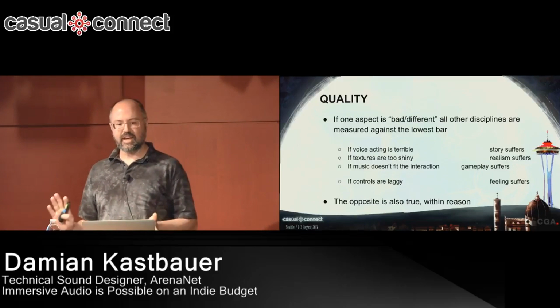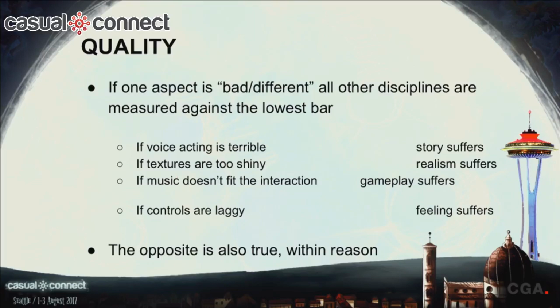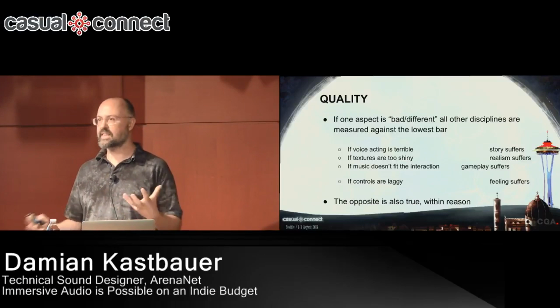So, last thing on quality. If one aspect of the game is bad or different, all the other disciplines are measured against that low bar, right? If voice acting is terrible, people are going to think the story is not great, right? If textures are too shiny in your hyper-realistic corridor crawler, your realism is going to suffer, right? If music doesn't fit the interaction, gameplay could suffer. People might feel that it's not as well scored as it could be. And if controls are laggy, the feeling of the game suffers.